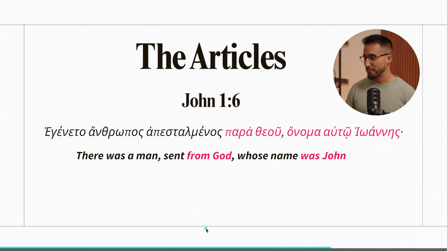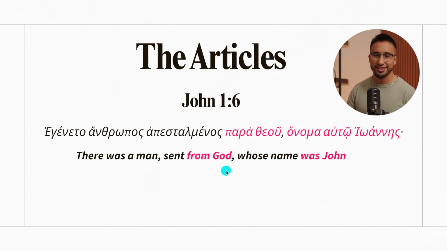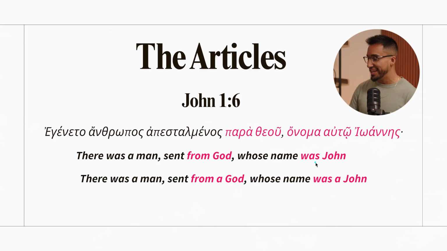In John 1:6, it says, "There was a man sent from God whose name was John." Now, right here highlighted, from God, this does not have an article in front of it, but if we were to assume that there should be an article in front of it as well as in front of was John, then it would read, "There was a man sent from a God." But we know that there is only one God. So having this translation as sent from a God just simply doesn't work. And even whose name was a John. That just sounds silly, right? It makes no sense at all.